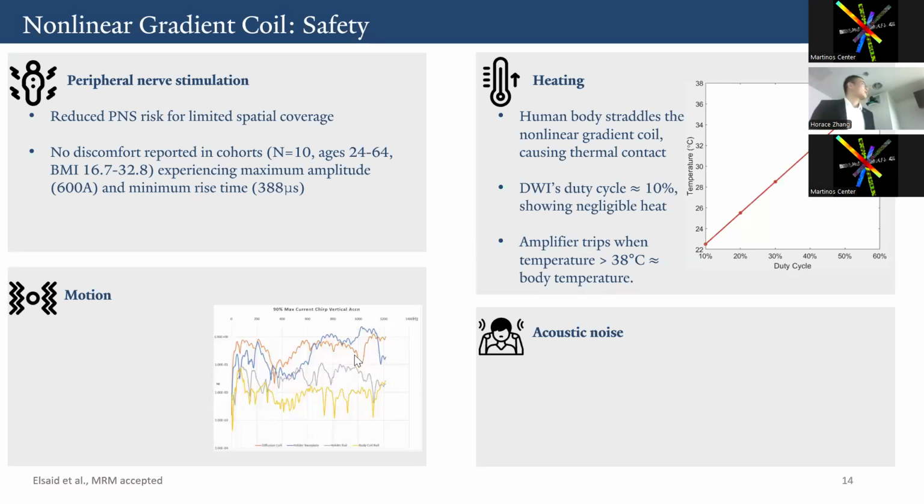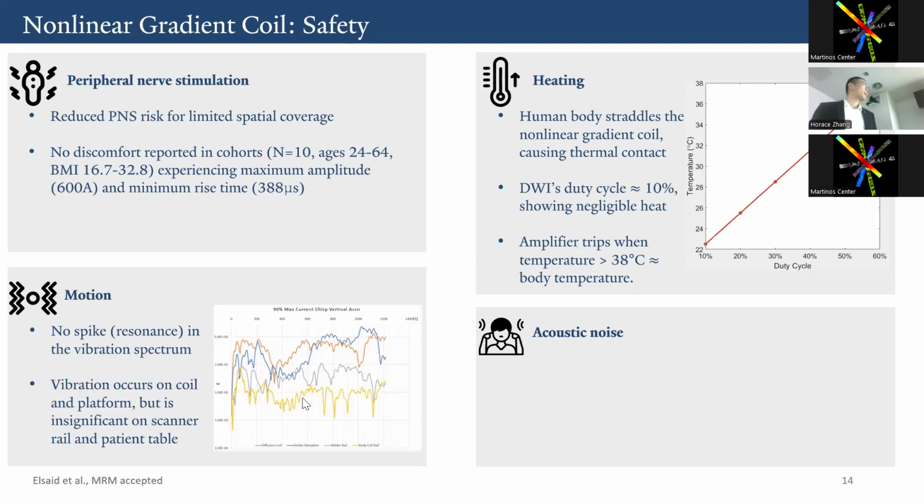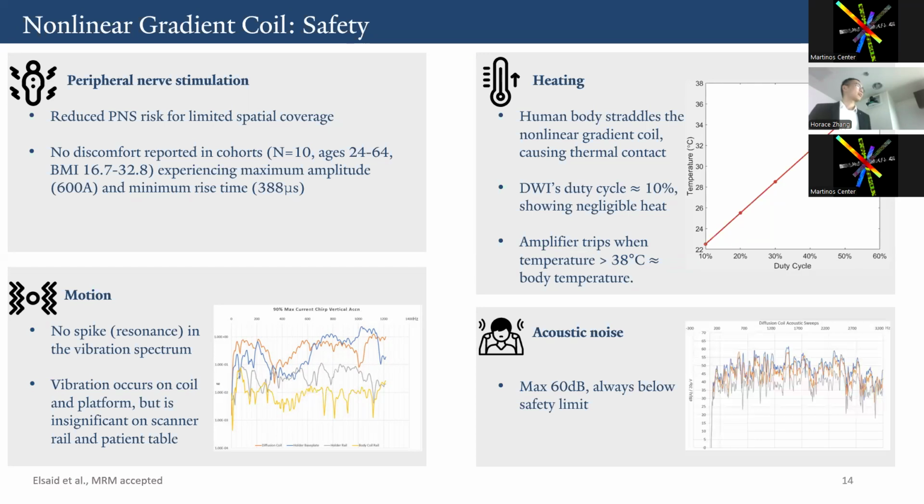Motion. So this is the vibration spectrum that we got from the chirp pulse. You can see that there is no spike or resonance reported. So you don't have to worry that it's going to shoot out like a rocket. But there is vibration, especially on the coil and the flat platform. Acoustic noise. The maximum acoustic noise is around 60 dB, and that is way below the safety limit. So there is no excessive risk of acoustic noise.